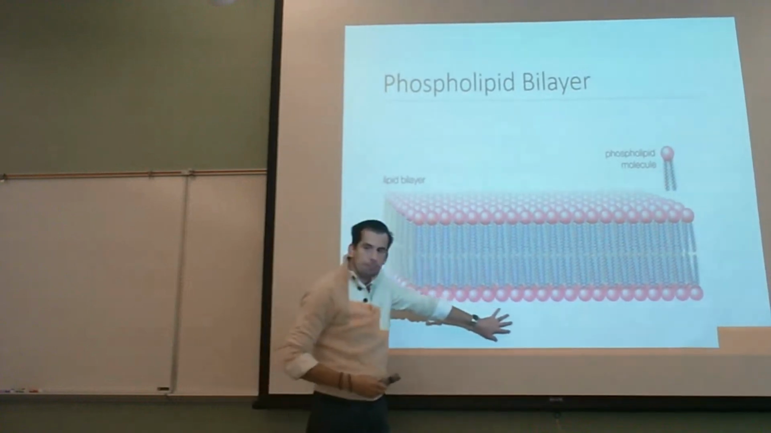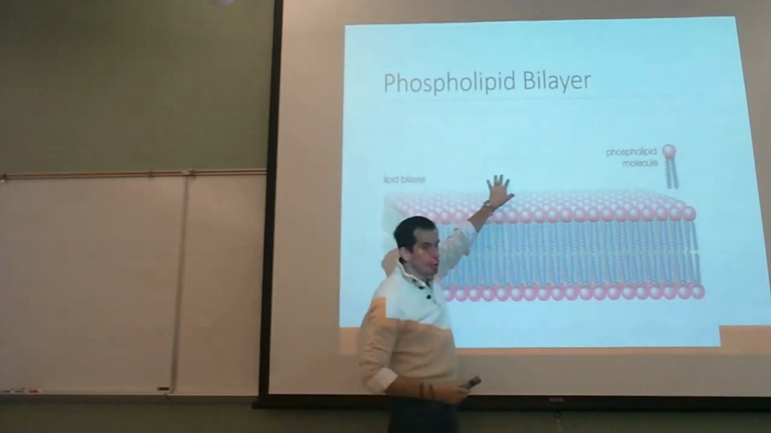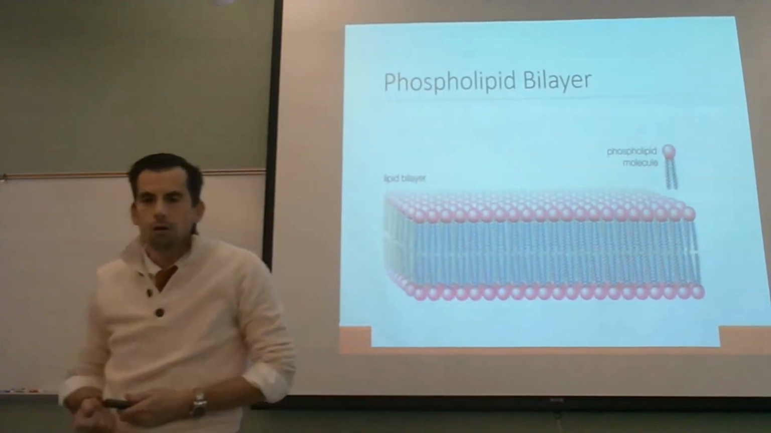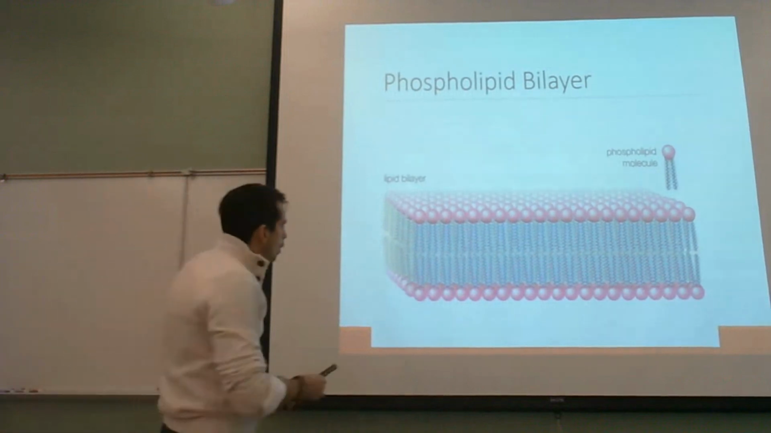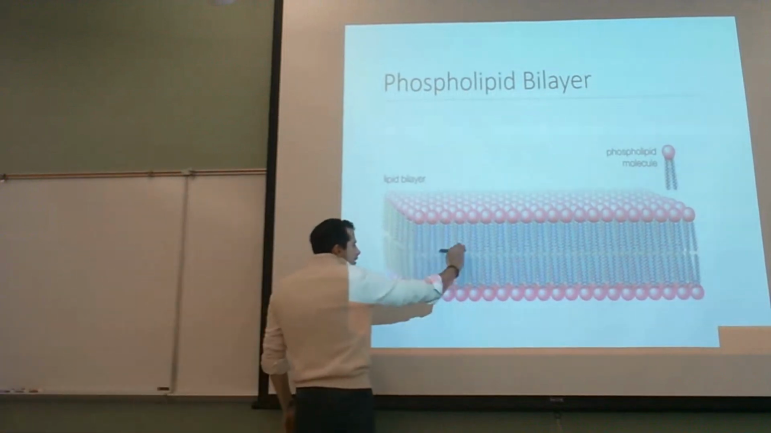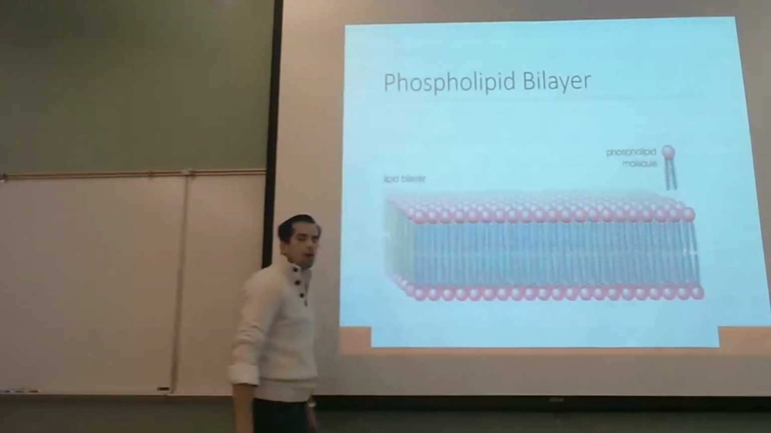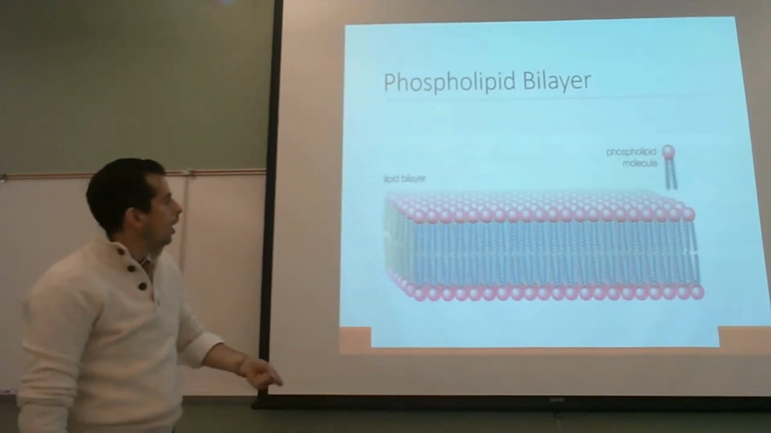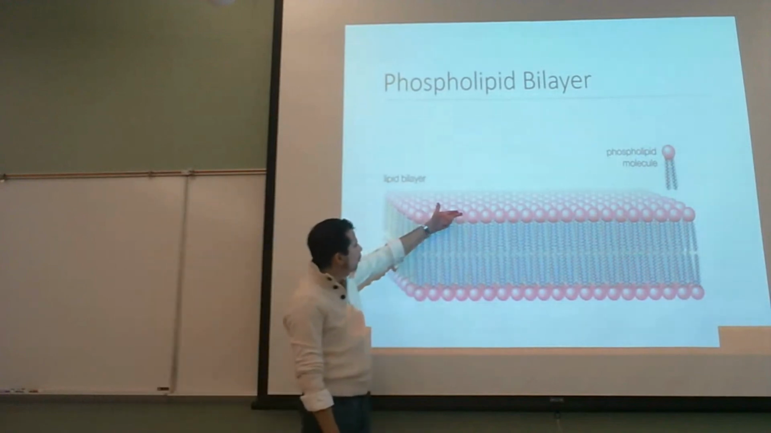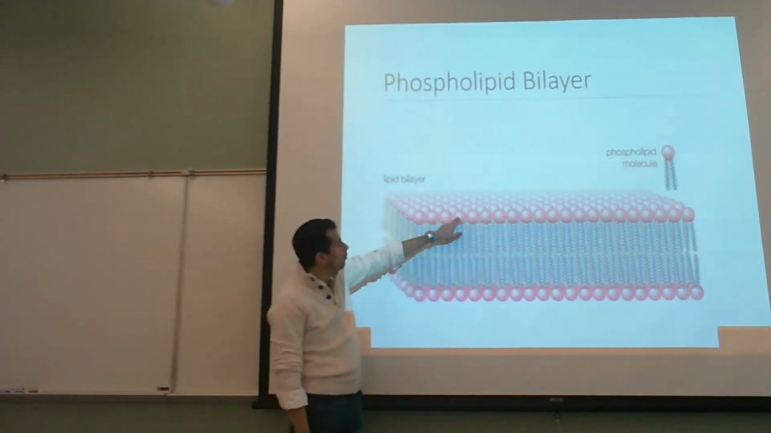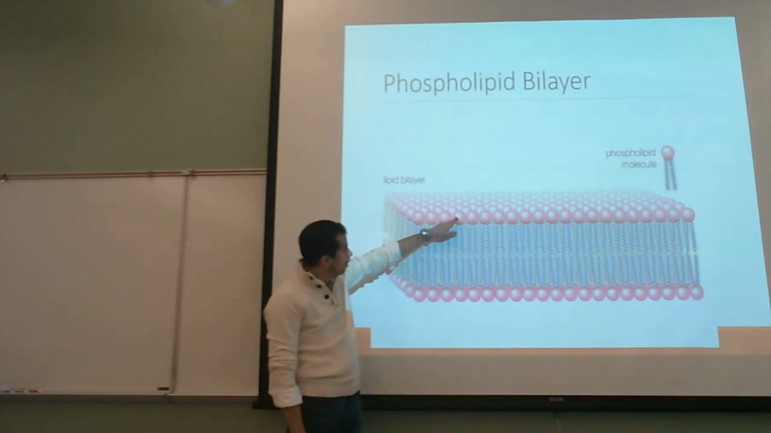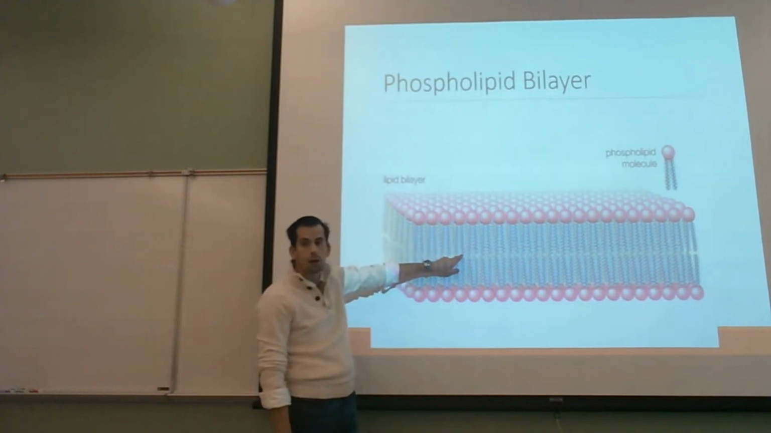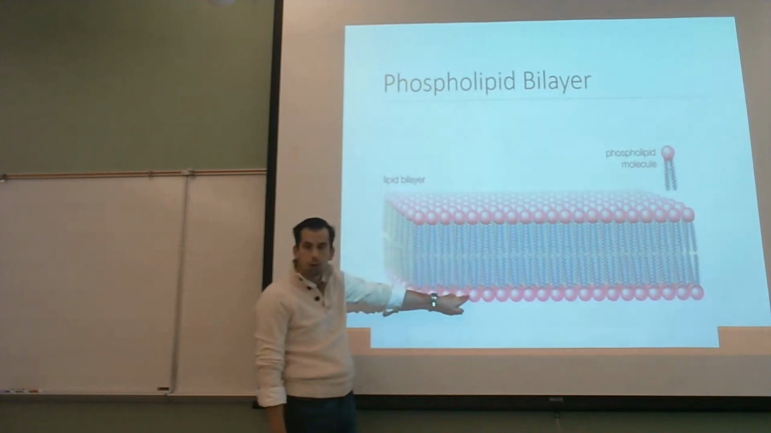Here is your watery environment. Here is your watery environment. The phosphate heads are very hydrophilic. They love water. What you've done to keep the fatty acid tails happy is you've created a very strong hydrophobic environment. In order to get a phospholipid to go from one end to the other, you're asking a very hydrophilic portion to work its way through this very strong hydrophobic environment all the way to the other side.